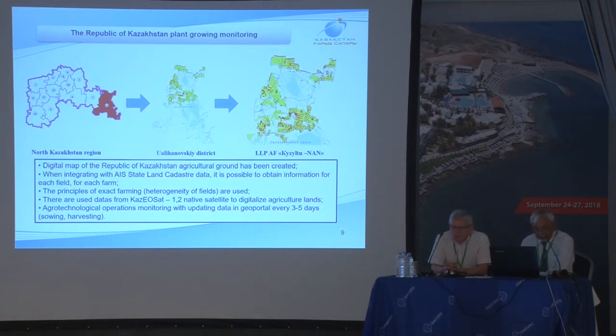This is the kind of GIS we have at the moment. We use data acquired from the domestic satellites, and the monitoring of agro-technical operations is done every 3-5 days during the sowing and harvesting region, which we share this data with the government and the Ministry of Agriculture.